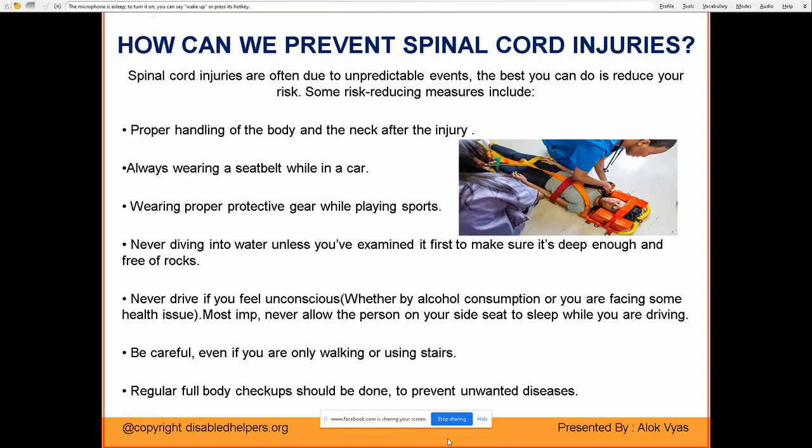So now let's assume that we have taken all the precautions and even then we get the spinal cord injury. Then in that case, how to deal with it. So in this slide I am going to explain how to deal with the spinal injury after you get the spinal injury.